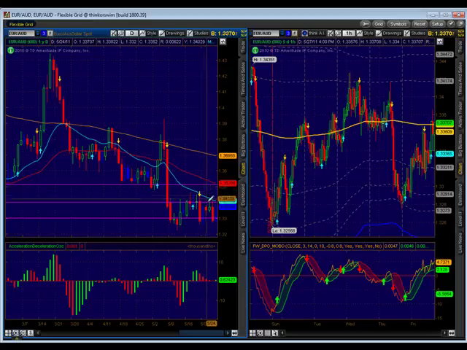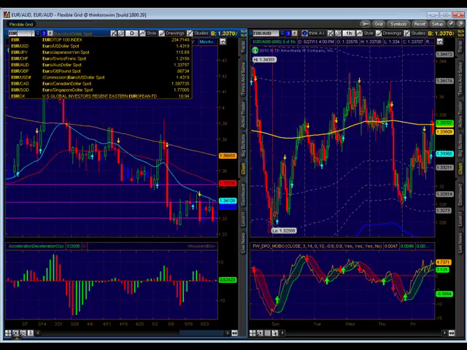So the break of the 20 is nice, but again, we want to get above 134.6 or below 132, a little bit more aggressive 132.50, and trade the breakout of this region.